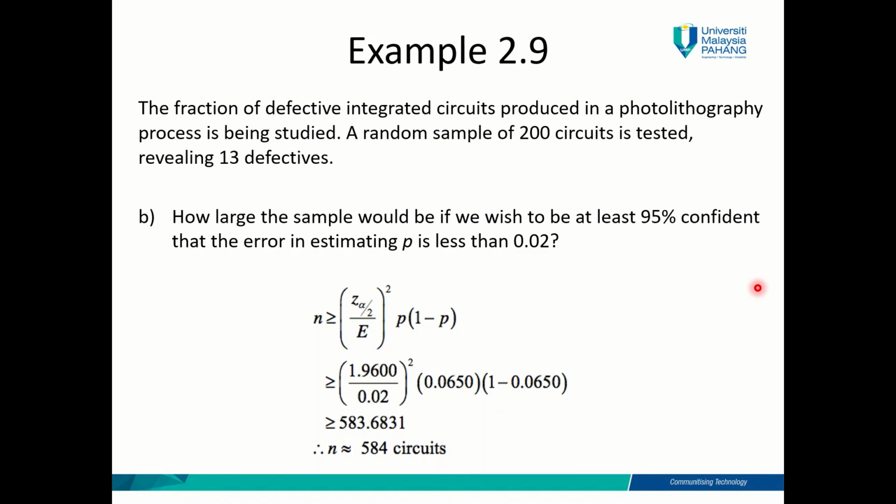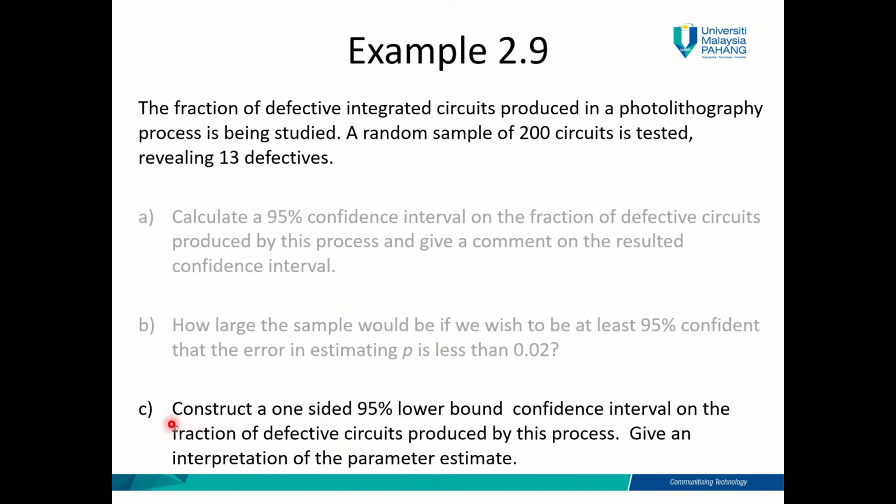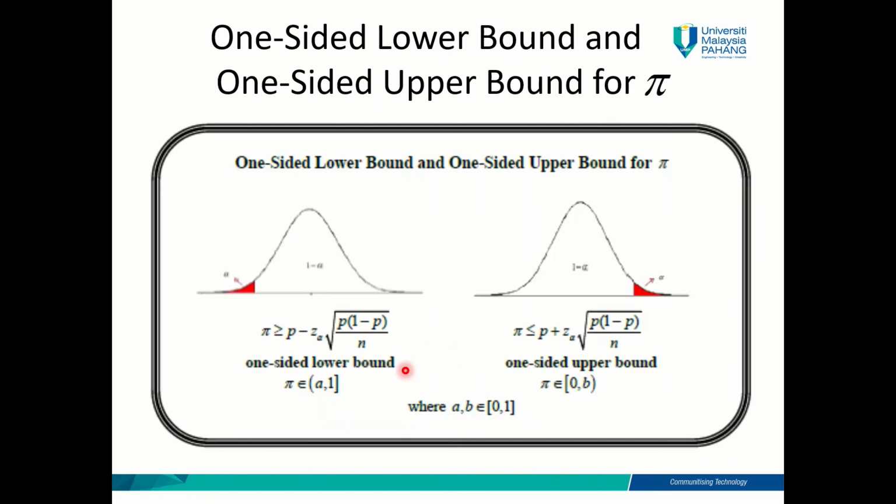Moving on, there's one more question. The last one is: construct a one-sided 95% lower bound confidence interval on the fraction of defective circuits produced by this process. Give an interpretation of the parameter estimate. So this question wants you to calculate the confidence interval, but not the standard one, but the one-sided. And here it is the one-sided lower bound, which is given by this formula.